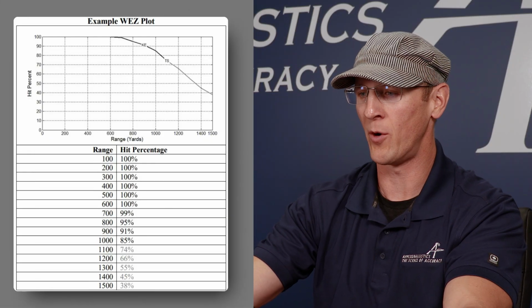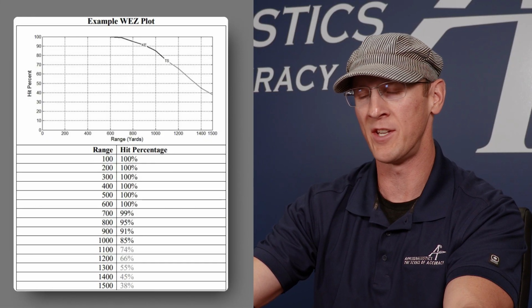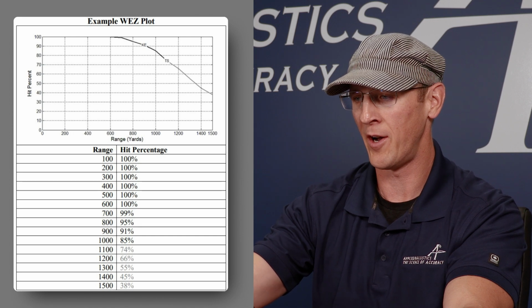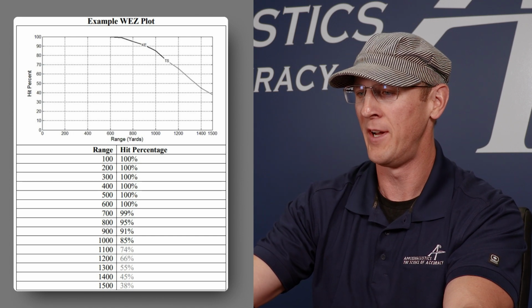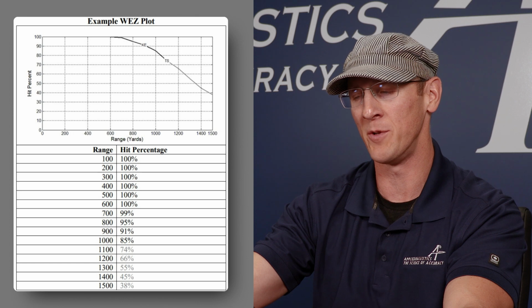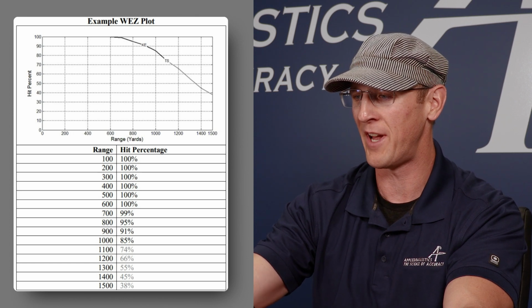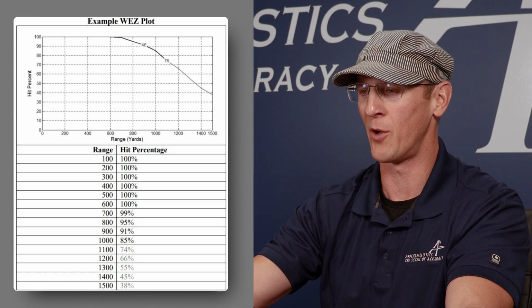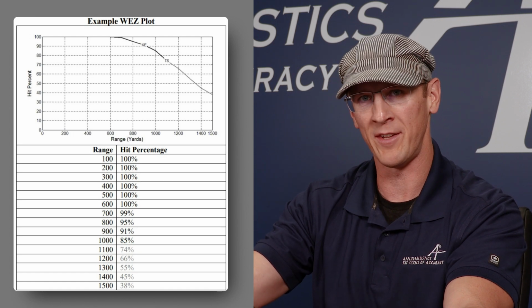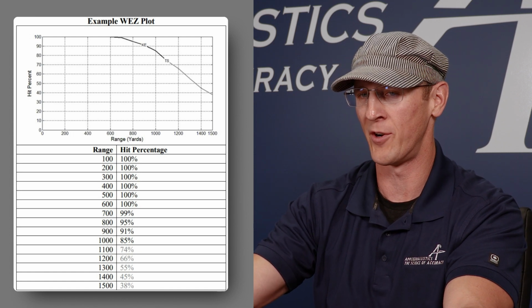This is a typical way to show a WEZ result, in a plot like this that shows you how your hit percentage drops with range as you go out. In this example, it's 100% through 600 yards, and then drops to about 50% beyond 1,200 yards. So, it's giving you a number in a tabular form for your hit percentage at all ranges.